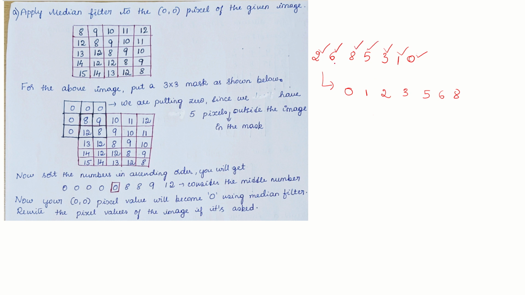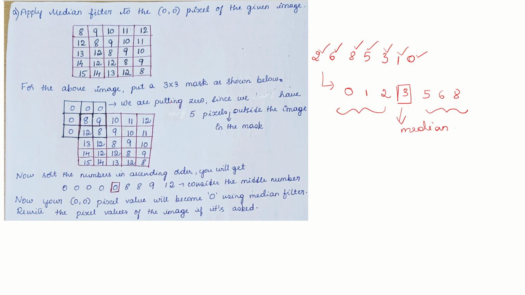0, 1, 2, 3, 5, 6, 8. Now I have to consider the center element here, that is 3 in this particular case. I have 3 elements after 3 and 3 elements before 3. So this is my median.